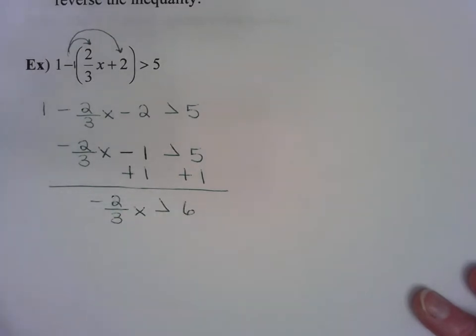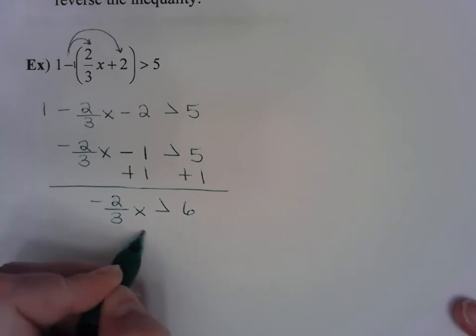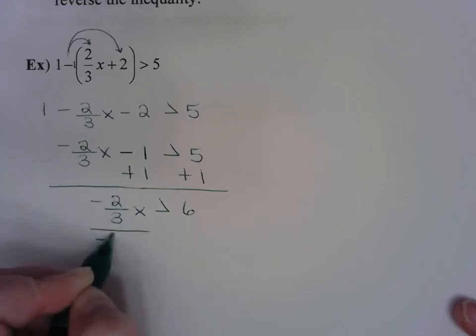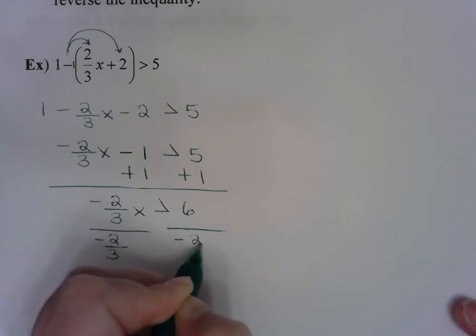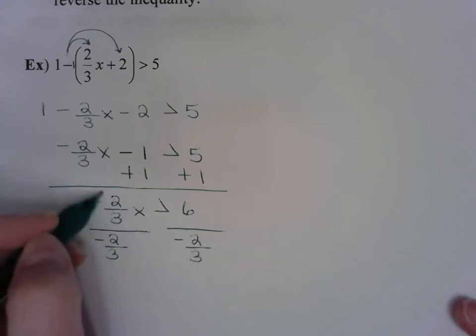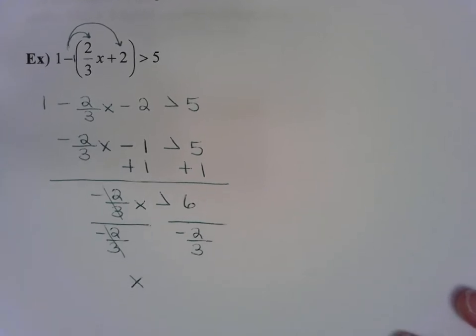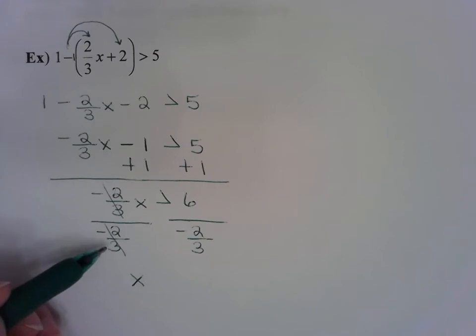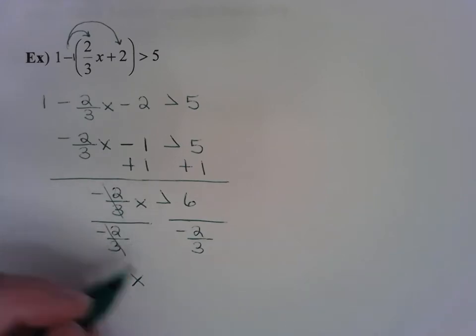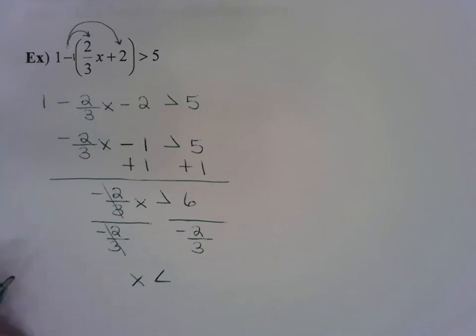It's greater than 6. Okay, and then we would rather just have x on this side, so we're going to divide both sides by -2/3. Okay, and some important things are going to happen, right? First of all, we're dividing by something that's negative, so we are going to flip. Instead of a greater than, we are going to have a less than now.